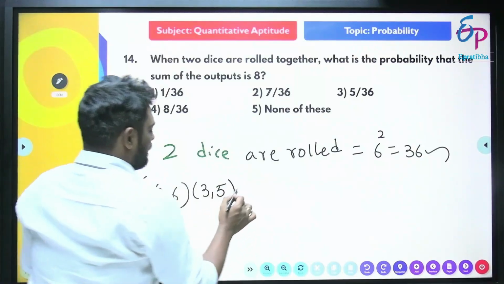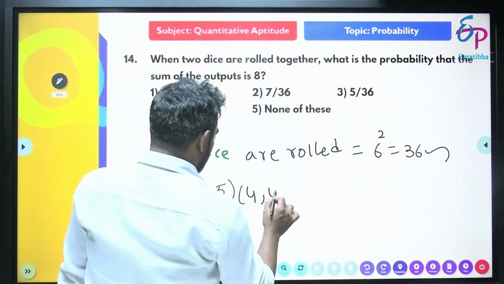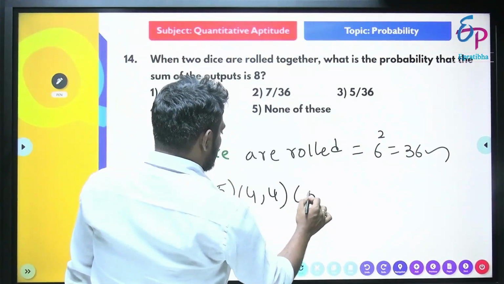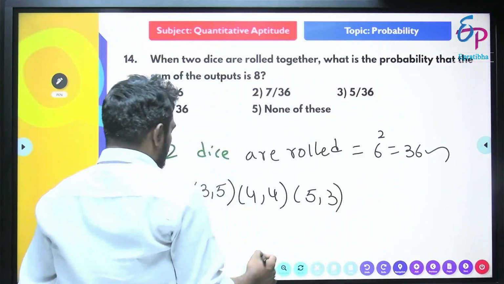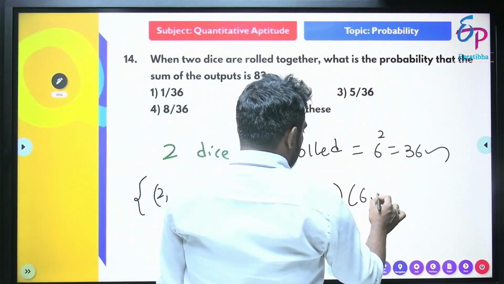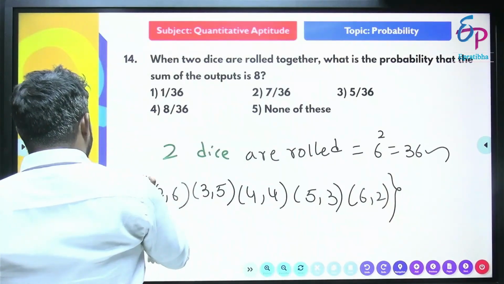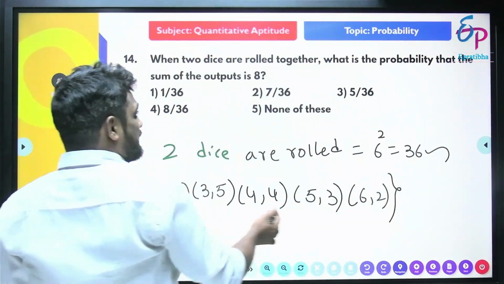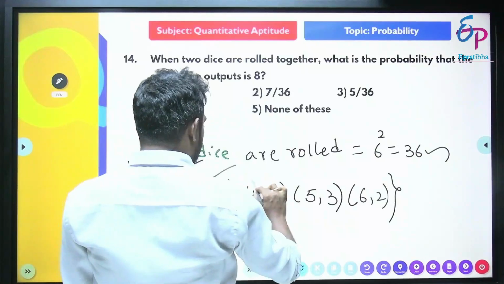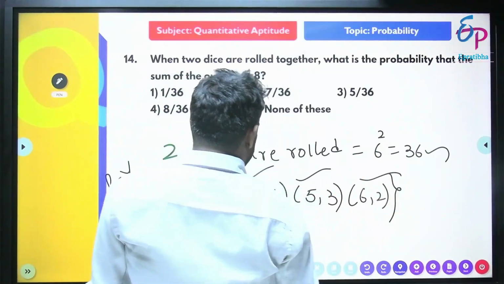It is possible. First die is 4, second die is 4. It is possible. First die is 5, second die is 3. It's possible. First die is 6, second die is 2, also possible. These are the favorable outcomes. Why do I say these are favorable? Because the sum should be 8 in each case.